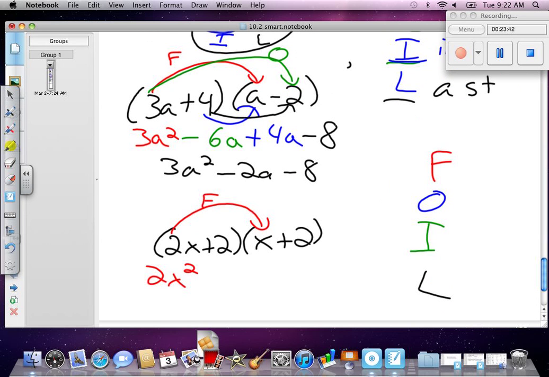Alright. Kirsten, which ones are my outside ones? 2x and 2. 2x and 2 is the outside. And that's going to be what? 2x times 2 is 4x. Okay. Naja, which ones are the inside ones? 2x. And 2 times x is 2x. Okay. Ty, which ones are the last ones? 2 and the 2, and what's 2 times 2?